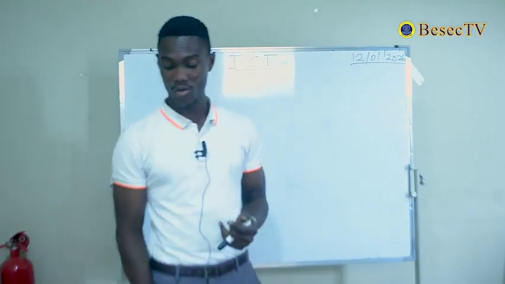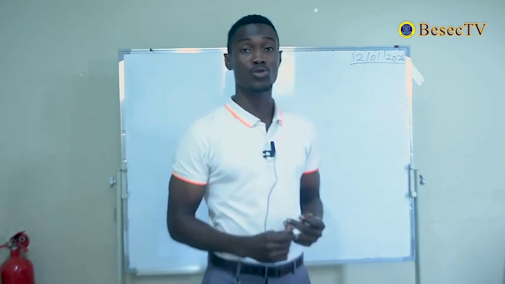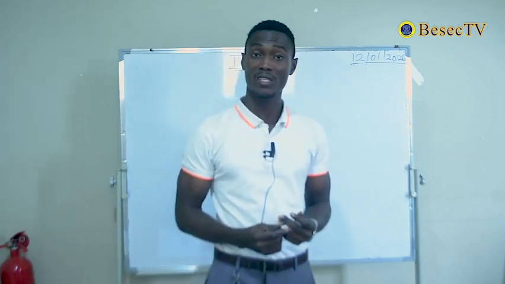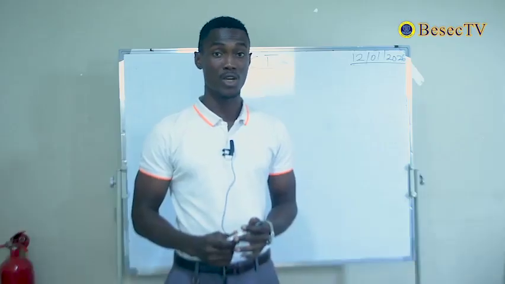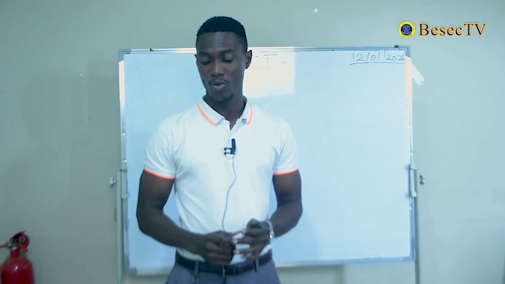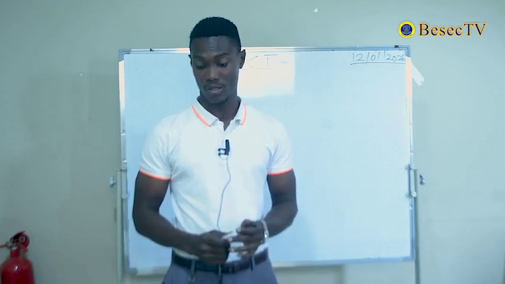We move on from this stage to some examples of word processors. What are some of the examples of word processors? There are a lot of word processors that we have on the software market. The most commonly used of them all is the Microsoft Word, which is the first word processor. Then we also have the Google Docs, that we mostly see on our smartphones from Google Apps.